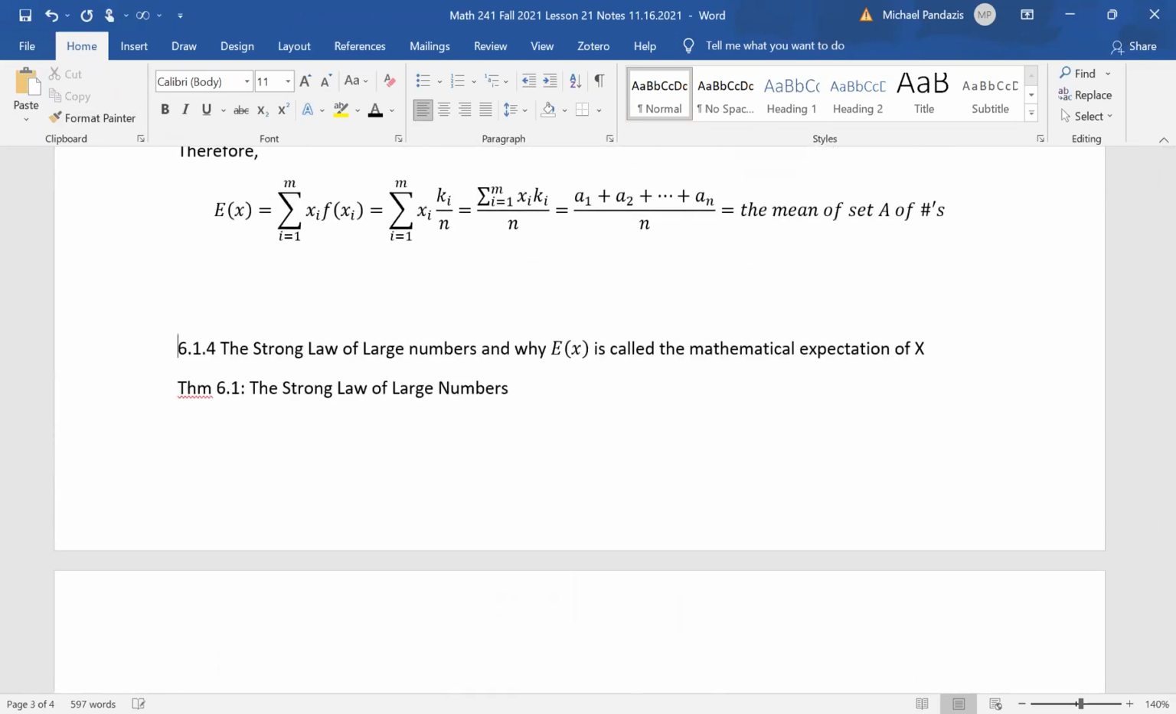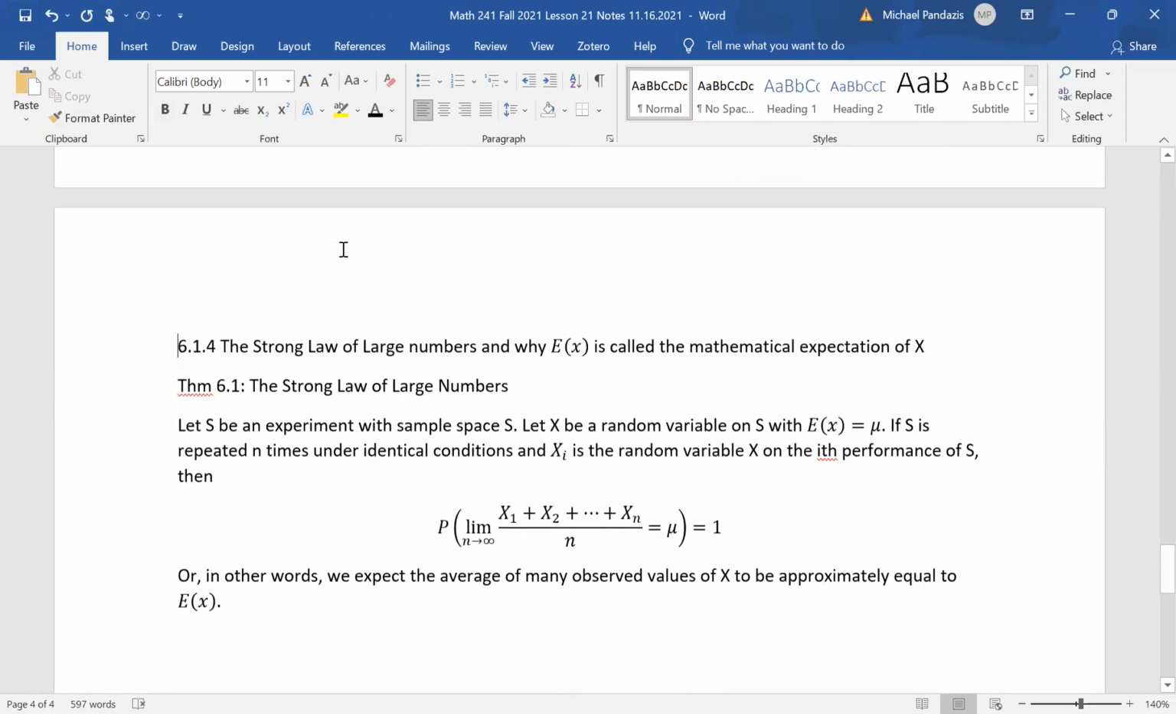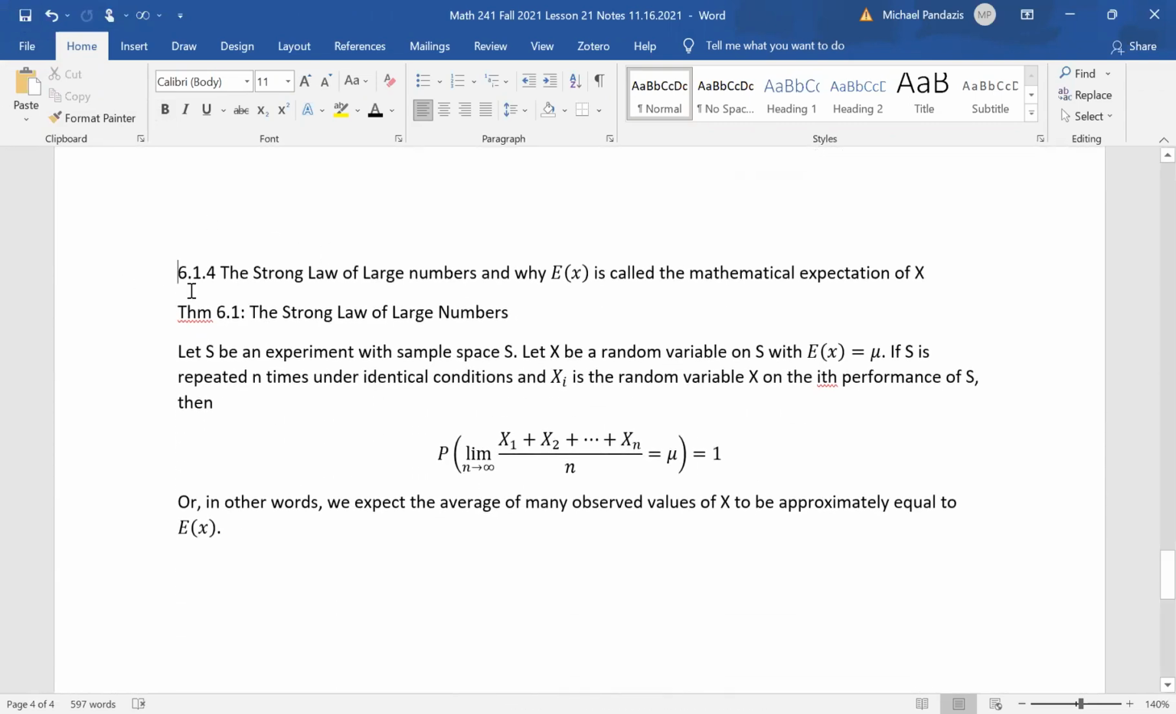I'm going to just move this down to the next page. This is all on one screen. Okay, there we go. So theorem 6.1, the strong law of large numbers.